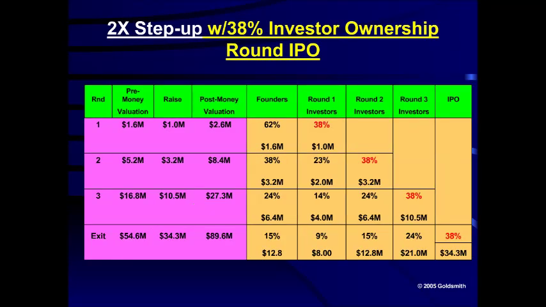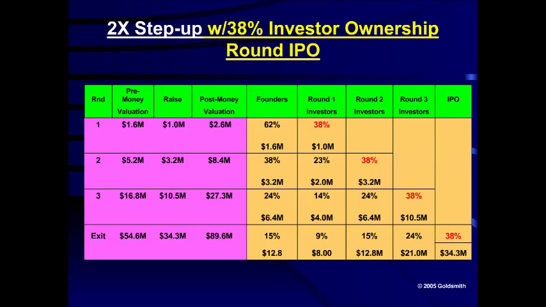This slide indicates that 38% of ownership was sold to the public for $34.3 million. The results of the public offering leave the founders with a 15% ownership in the company worth $12.8 million based upon an original investment of less than a few $100,000.